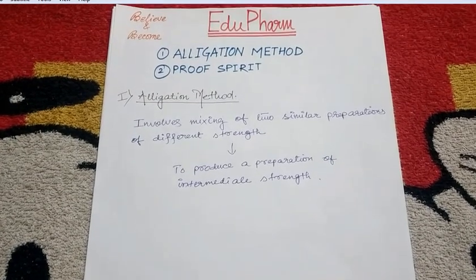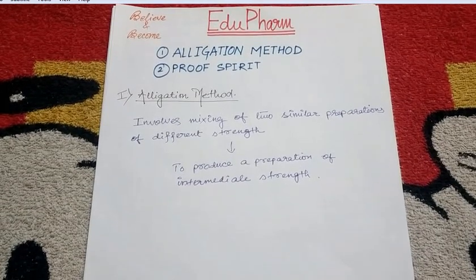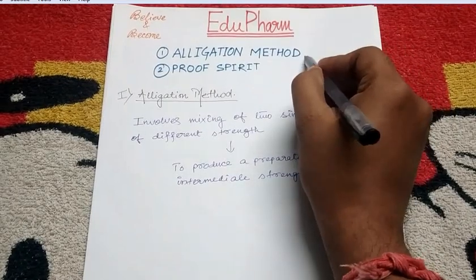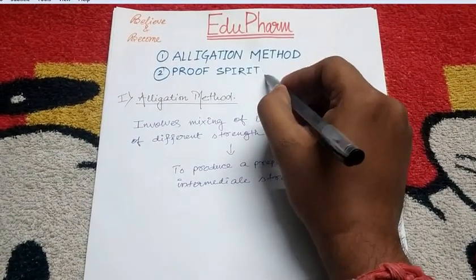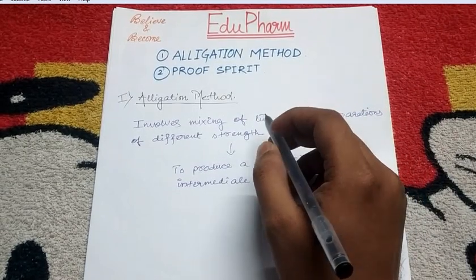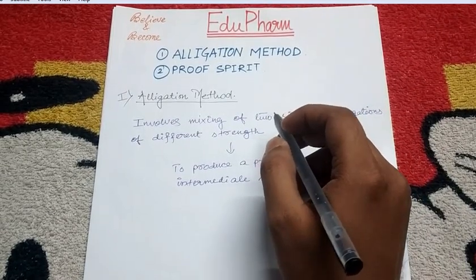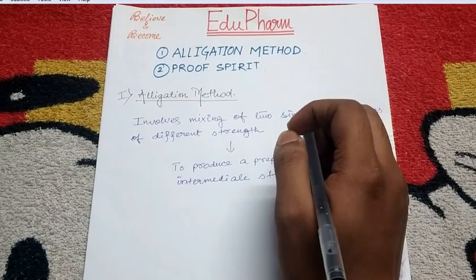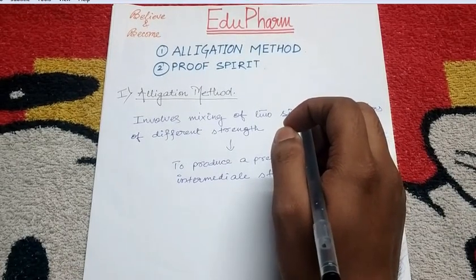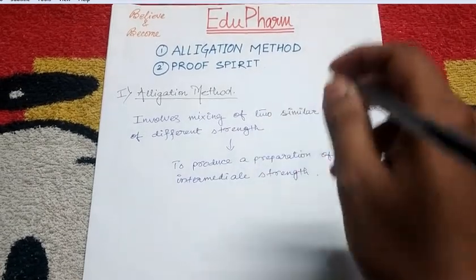Welcome students to EduFarm. In this lecture, we have two topics. One is allegation method and the second one is proof spirit. If you can remember the formula and practice a few numericals, these two topics can fetch you good marks in the exam. Now let's begin with the first topic, that is allegation method.